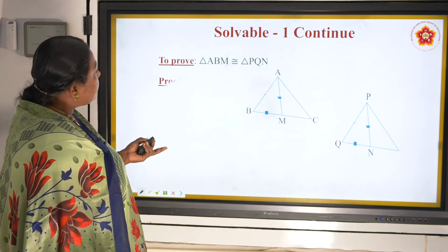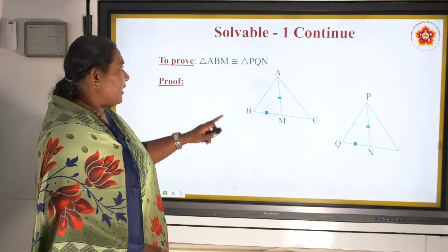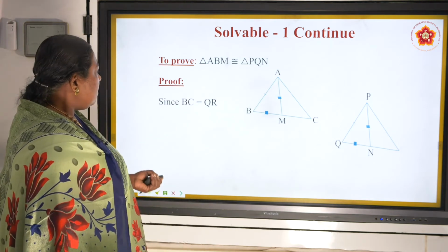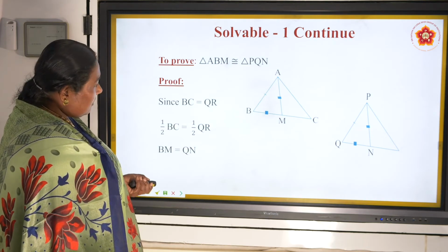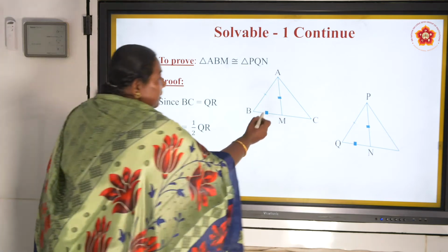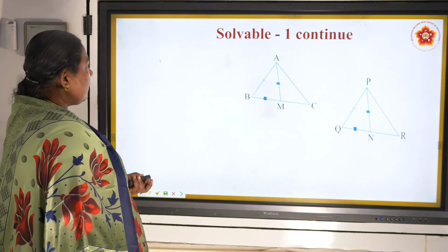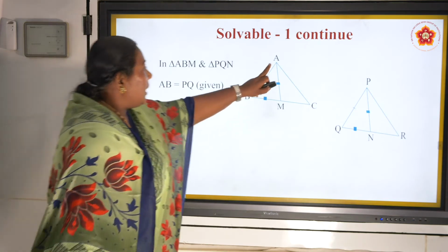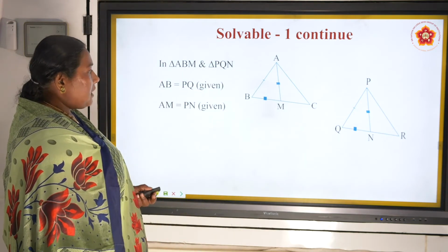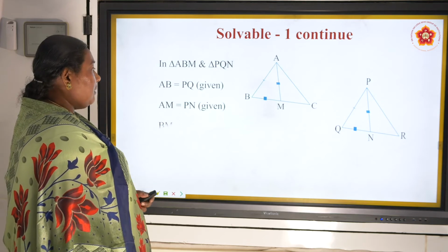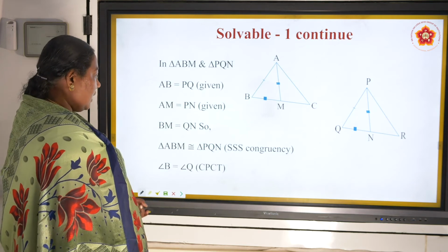Next, what do I have to prove? Triangle ABM and PQN. We told already. BC is equal to QR, so half of BC is equal to half of QR. So BM is equal to QN. Next, in ABM and PQN, AB is equal to PQ, AM is equal to PN, and just now I proved that BM is equal to QN. So by SSS congruency, both triangles are congruent.